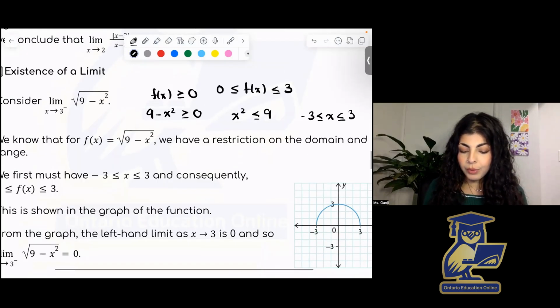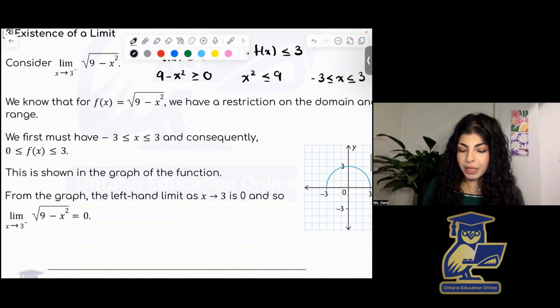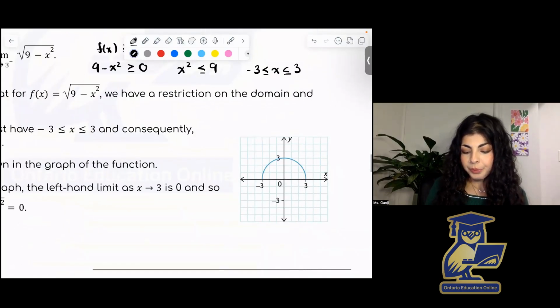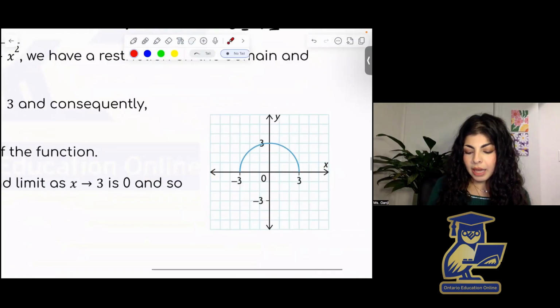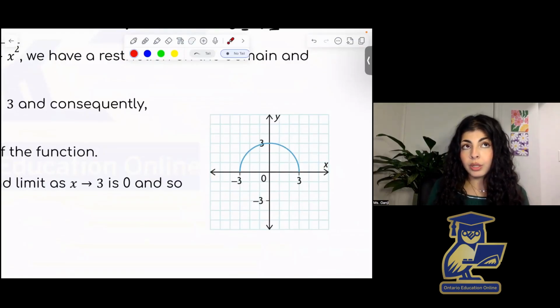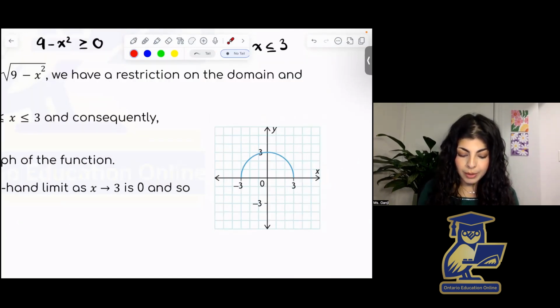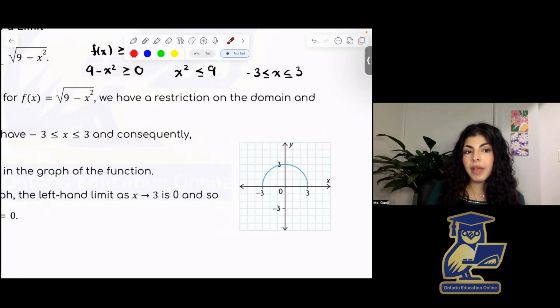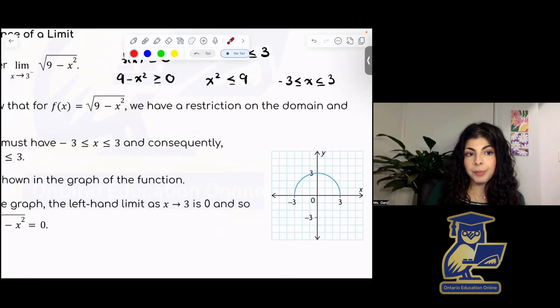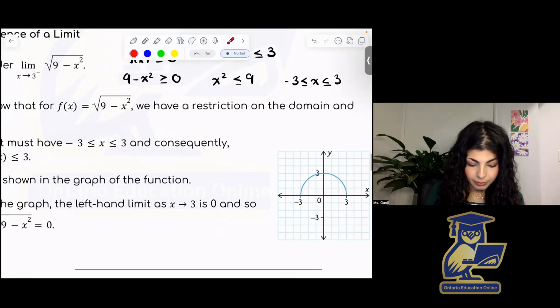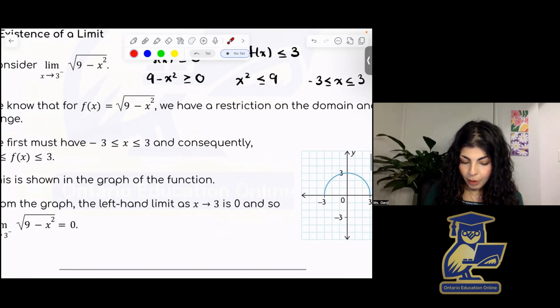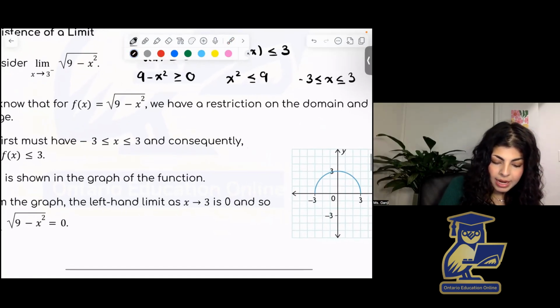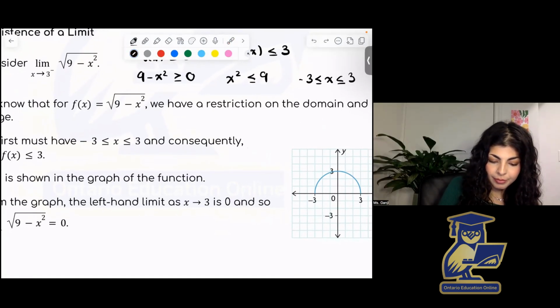And now let's make those connections to the graph because that's exactly what we can see here. So this is our domain going from -3 to 3, and our range, which is between 0 to 3. Now, remember our limit was the limit of x approaching... or sorry, my bad, this should be -3 there.